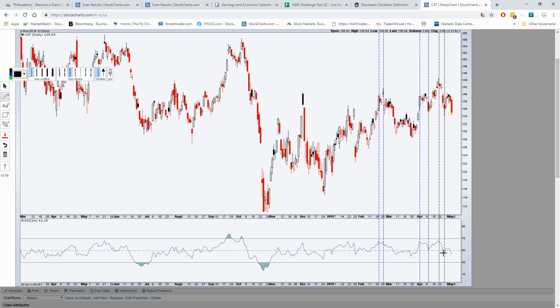The RSI has some negative divergence. We have the stock hitting the same levels, but greater weakness in the indicator. Divergence is looking for spots where the indicator and the stock price are doing something different.